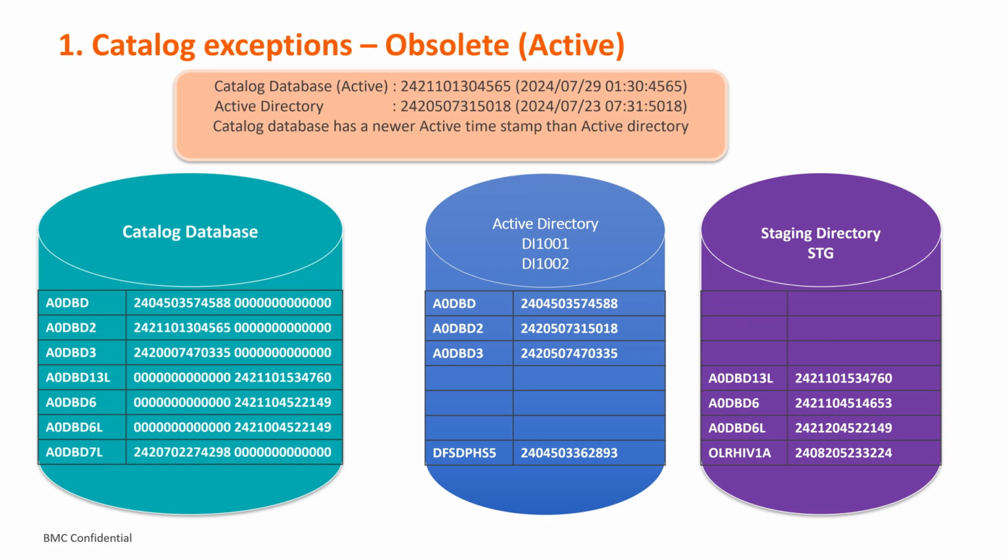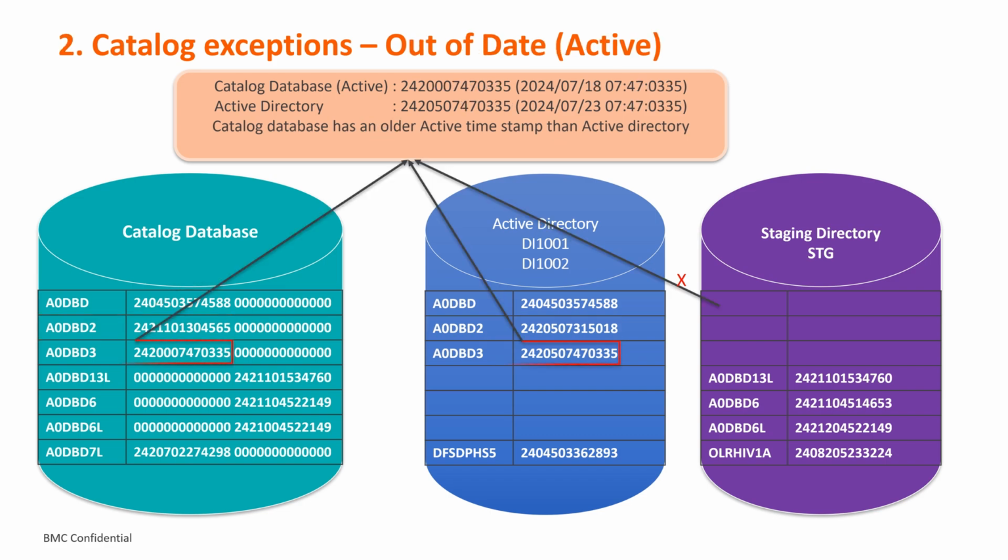Let's go through different types of exceptions in catalog. When the catalog database has a newer active timestamp than the Active Directory, then the member in Active Directory is obsolete. When catalog database has an older active timestamp than the Active Directory, then the member in Active Directory has an out-of-date header record.